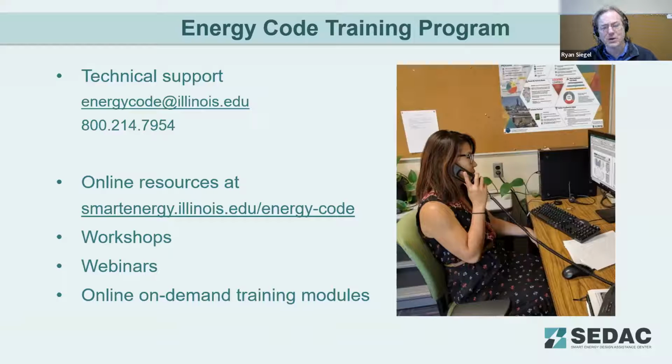So we do also have several online resources on our website, smartenergy.illinois.edu/energy-code. Along with that, we also do have archive versions along with upcoming workshops and webinars and several online on-demand training modules. Each of these take somewhere around an hour to an hour and a half to complete. They are available with a little bit more of an introductory audience in mind.